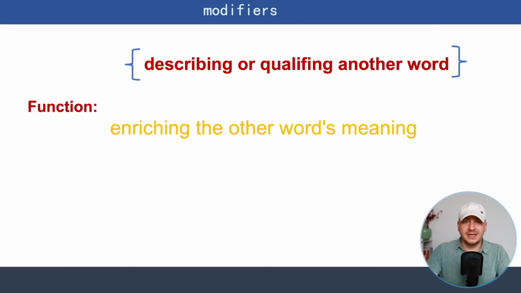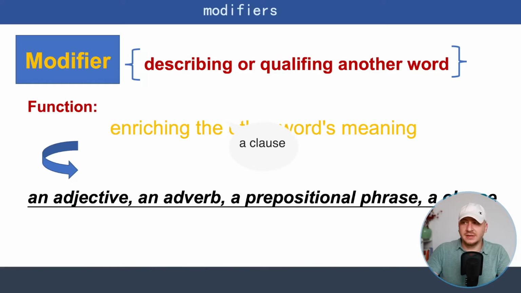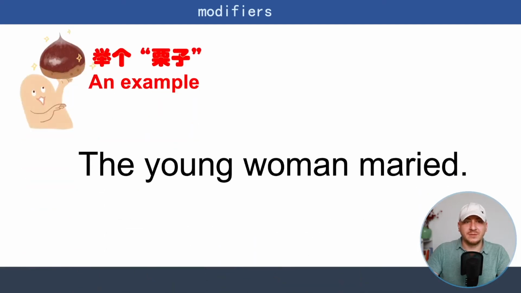When we use any word that describes or qualifies another word or enriches the other word's meaning, we call it a modifier. The modifiers can be adjectives, they can be adverbs, a prepositional phrase, or a clause. For example, the young woman married. So in this example, we have the adjective young, the subject woman, and the verb married. So the young woman married.